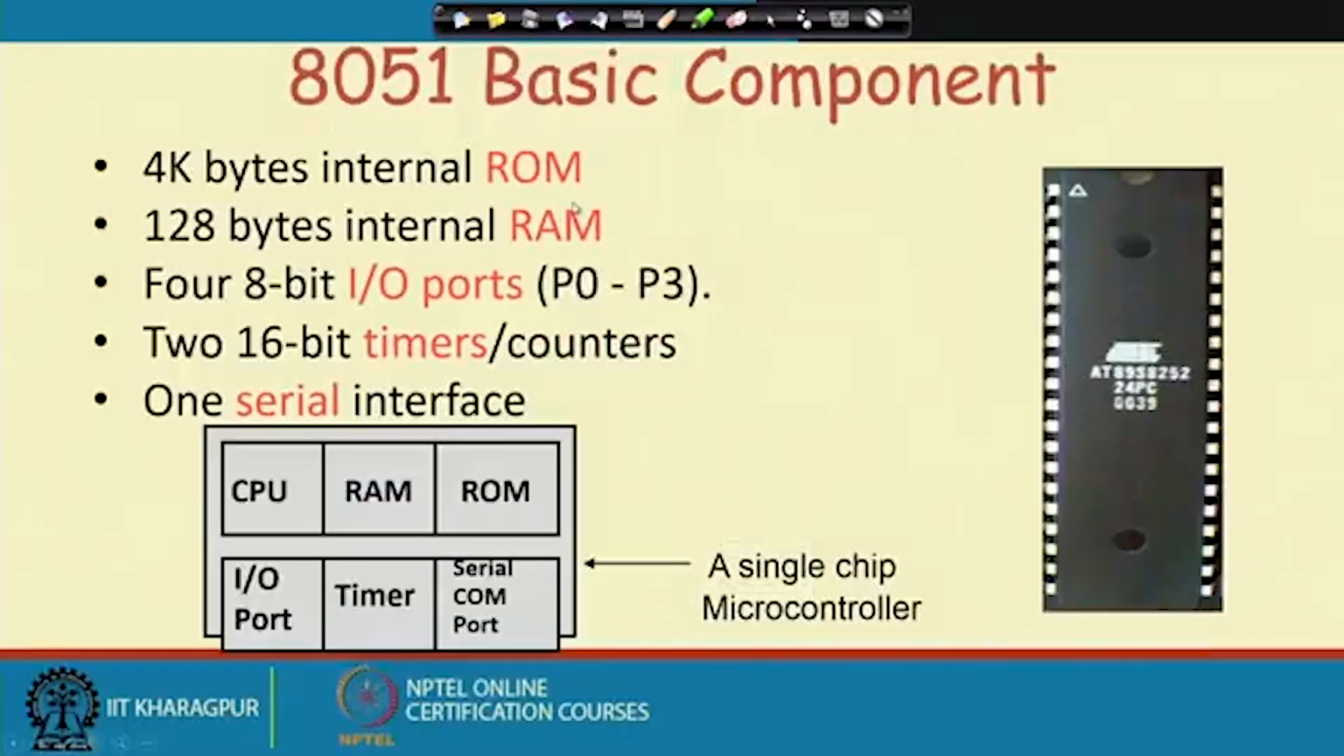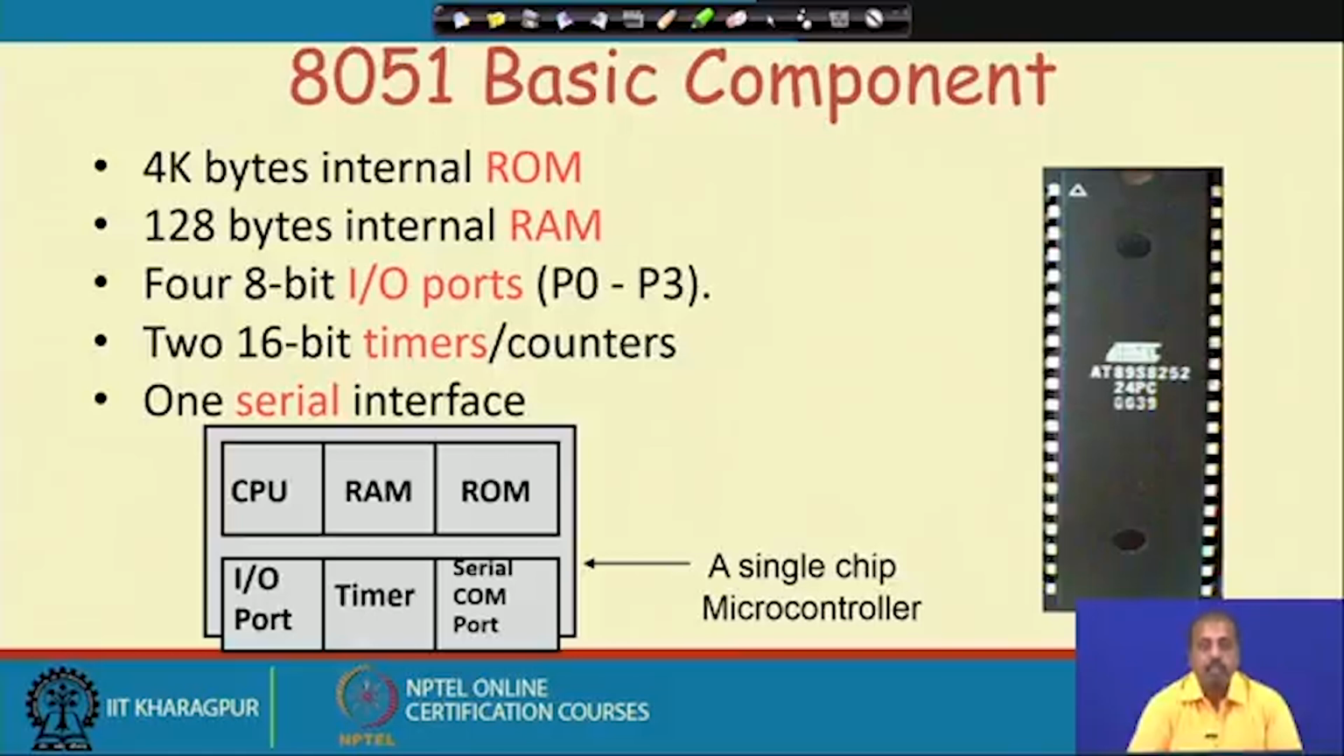The basic components in the 8051 microcontroller: it has 4 kilobytes of ROM, 128 bytes of RAM, 4 8-bit IO ports, 2 16-bit timers or counters and 1 serial interface. So, this is the chip that we have. There are various manufacturers, and this is from one such manufacturer.